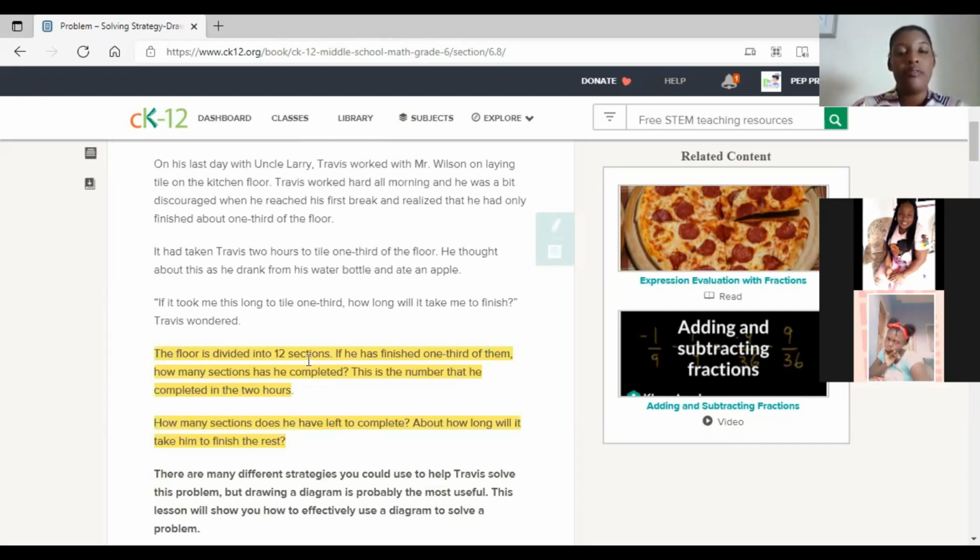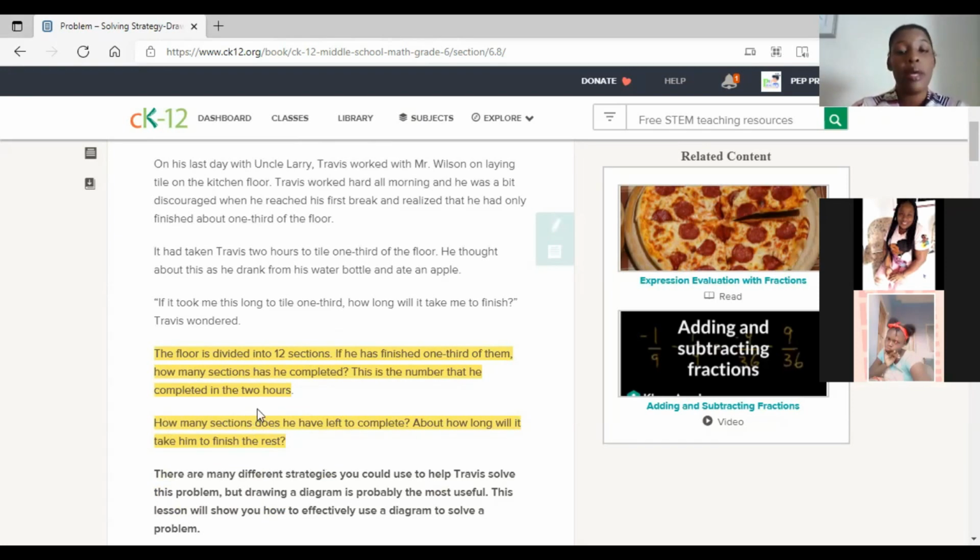The floor is divided into 12 sections. If he has finished one third of them, how many sections has he completed? This is the number that was completed in 2 hours. How many sections does he have left to complete? About how long will it take him to finish the rest?